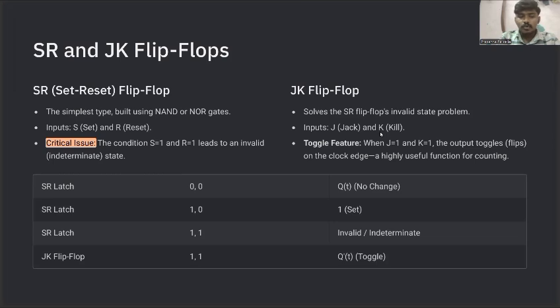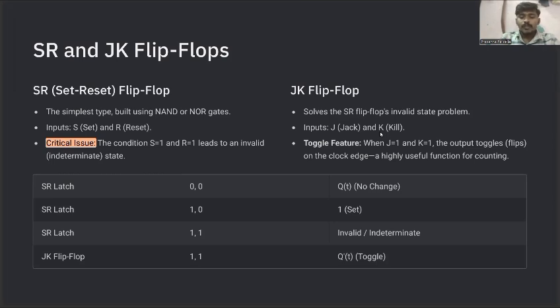As previously said, S equal to 1, R equal to 0, output equal to 1. So this is said to be the set condition. And S equal to 0 and R equal to 1, the output is 0. This is said to be the reset condition. So with set and reset, it can be called a set-reset flip-flop.